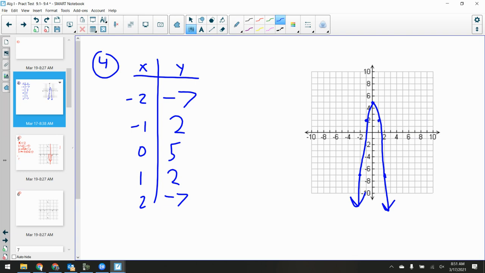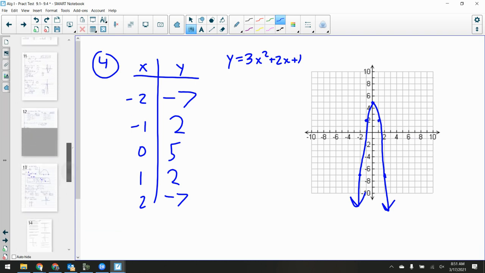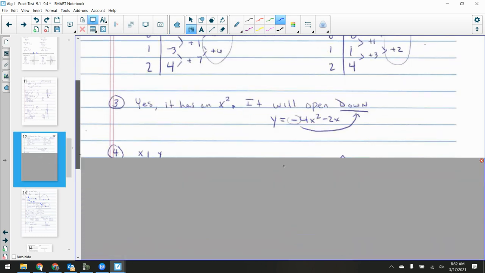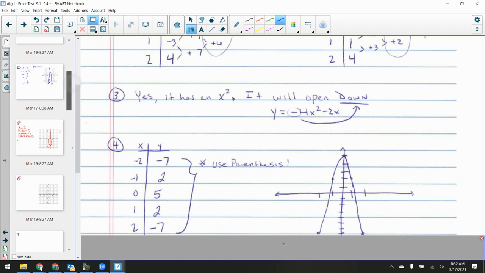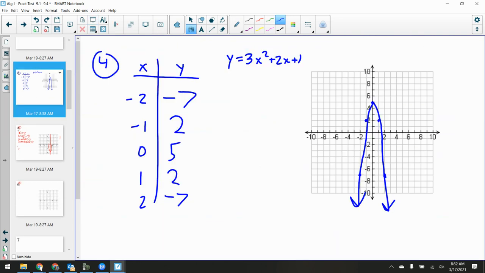So I have the equation y is equal to 3x squared plus 2x plus 1. Liam, I like the points. Do I agree with the points? Let me just double check. Negative 7, 2, 5, 2, negative 7. I like this. That's the correct equation, right? Oh, I wrote the wrong one up there. That's what you're saying. Oh, I got you. But these are the correct coordinates. I wrote the next problem, didn't I?